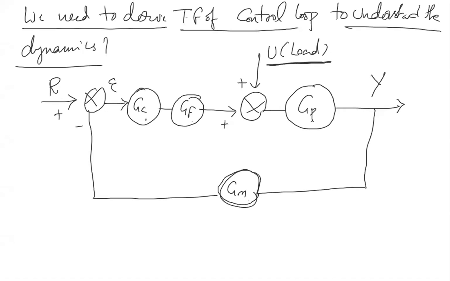So every element on a control loop will become a transfer function. This is the CSTR. This is the measurement. This is the controller. This is the final control element. Just understand the notation. I'll give 2 minutes time.